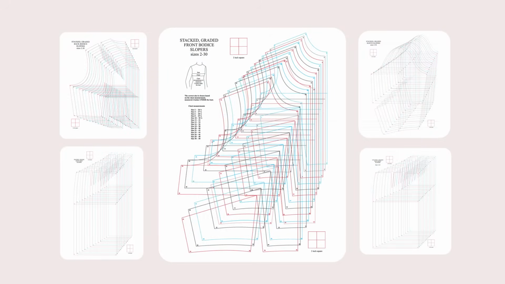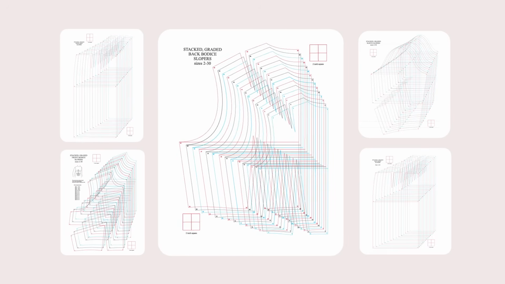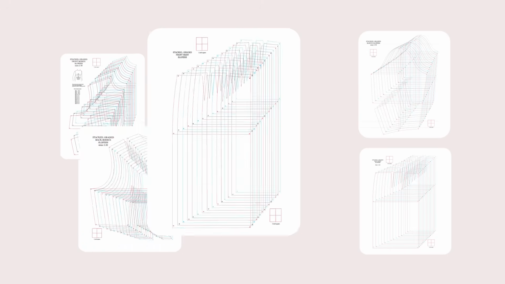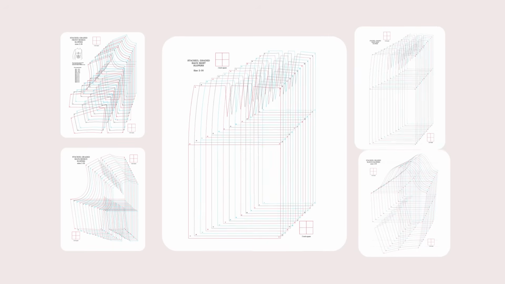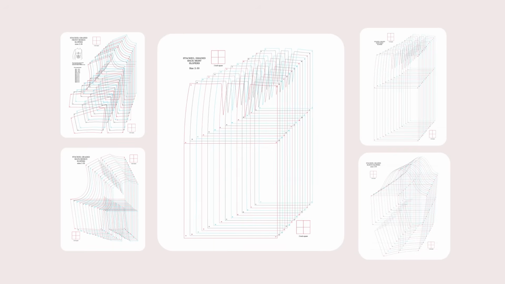Let's talk a little bit about grading. A grade rule is a series of measurements used to proportionately enlarge or reduce pattern sizes. Slopers are basic patterns that fit close to the body. They are used to develop patterns for various styles of clothing. Shown here are graded slopers: the front and back bodice, the front and back skirt, and the sleeve slopers in sizes 2 through 30. These graded slopers show how a series of graded sizes stack.